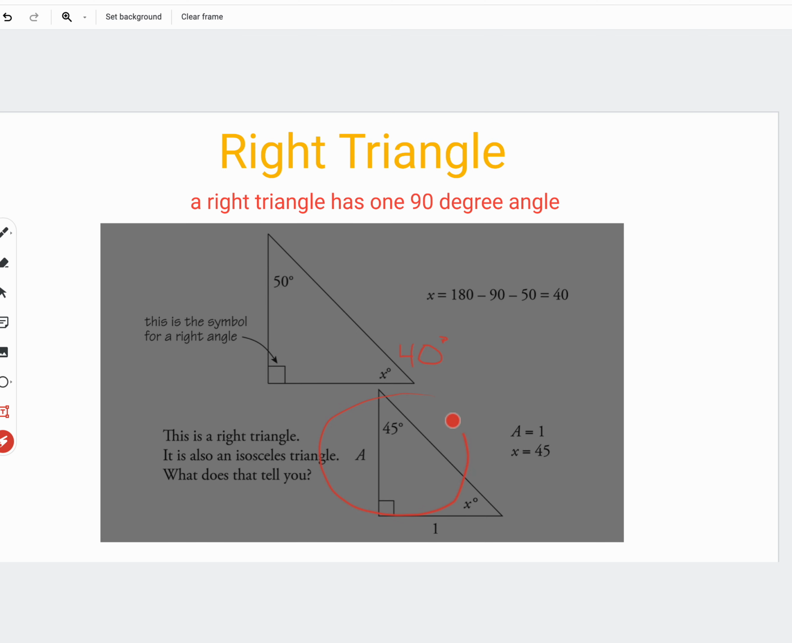Here we have another right triangle that happens to be an isosceles triangle as well. Isosceles, we know we have two equal sides. So x will be 45. 45, 45, and 90 will give us 180, 180 for the entire triangle. If this side is 1, then we know A also is 1.